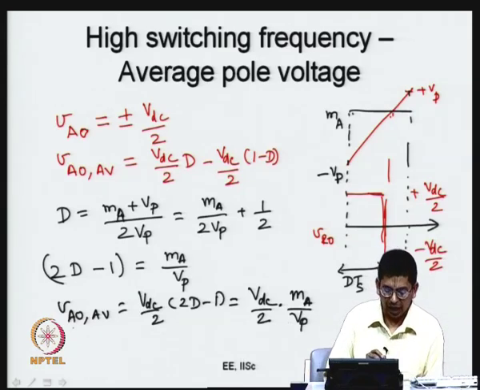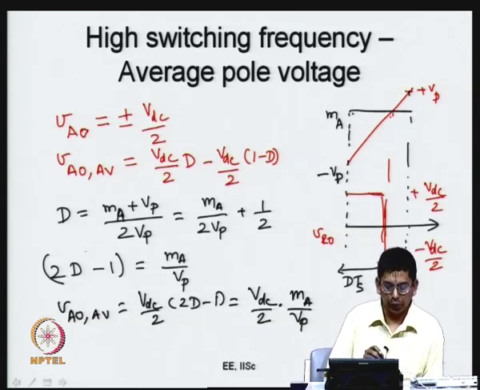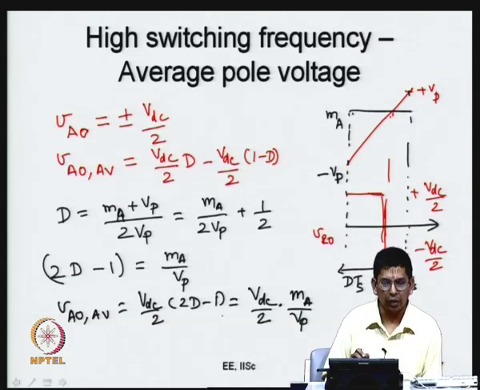So, we have the average pole voltage related to the DC bus voltage and duty ratio first, and the duty ratio is related to the modulating signal and the peak of the carrier. Once again, these two are related like that. Here the duty ratio is expressed in terms of MA, and MA in terms of duty ratio. So, VAO average is expressed in terms of MA and Vp now. So, the average pole voltage is Vdc by 2 times 2d minus 1, or it is Vdc by 2 times MA upon Vp in terms of the modulating signal now.